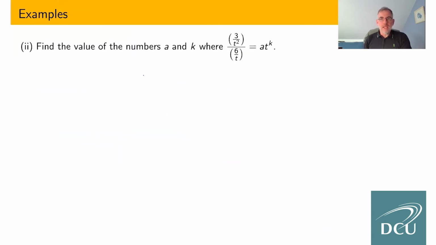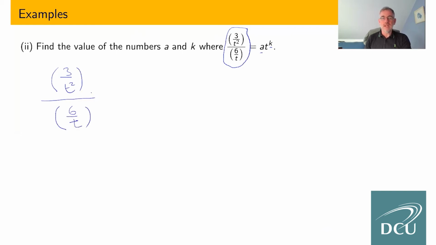Our second example here asks us really to tidy up this algebraic fraction here. So we have some numbers knocking around there, and we have different powers of t in the numerator and in the denominator. So what we'll do is ultimately tidy that up so we can write it as some number a multiplied by a certain power of the variable t. Okay, so let's start by just writing the expression as it originally appears. So we have 3 over t squared, and that's all getting divided by 6 over t.